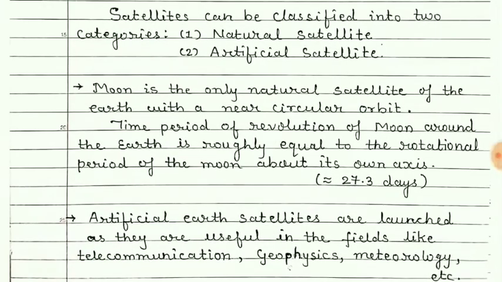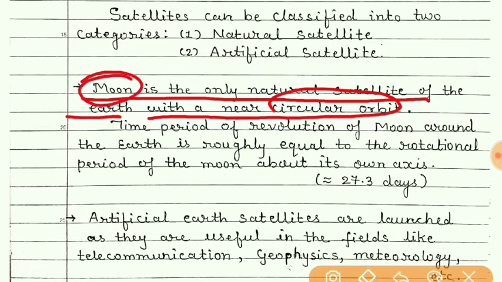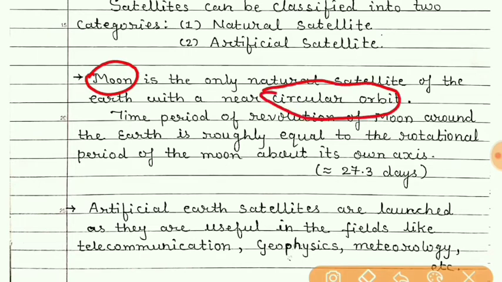Now, the moon is the only natural satellite of the earth with a near circular orbit. We know that we have only one natural satellite, that is our moon. Other planets have more than one satellite also. Mars has two satellites, Phobos and Deimos. So students, the moon has a circular orbit around the earth.